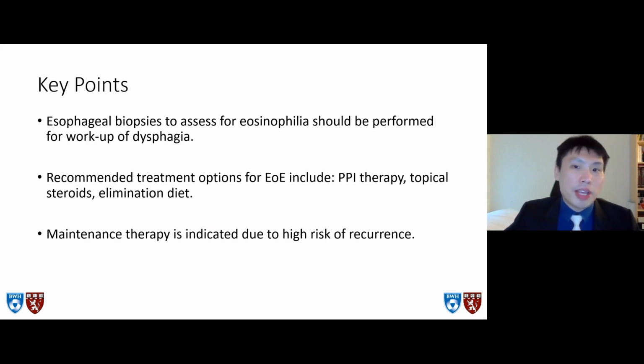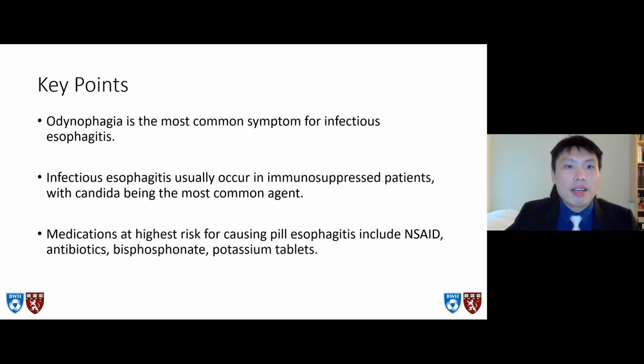Esophageal biopsies to assess for eosinophilia should be performed for the workup of dysphagia. And recommended treatment options for EoE include PPI therapy, topical steroids, or elimination diet. Importantly, maintenance therapy is indicated due to the high risk of recurrence if therapy were to be stopped. Odynophagia is the most common symptom for infectious esophagitis, and they usually occur in immunocompromised patients, with Candida being the most common agent. Medications at higher risk for causing pill esophagitis include NSAIDs, antibiotics, bisphosphonates, and potassium tablets.